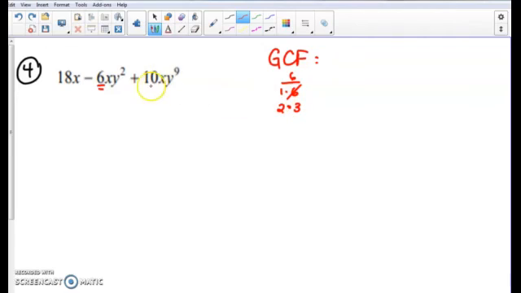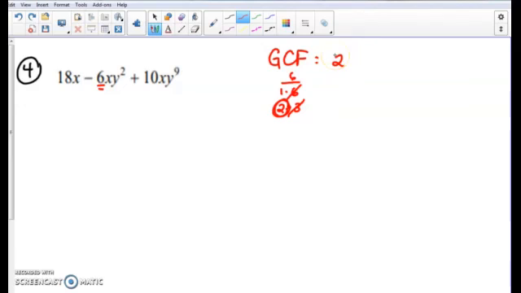So now we try it. Can 10 be divided by 3? No, that gives us 3.3 repeating, and that does not go into it evenly. So 3 didn't work. So now we try 2. Can 10 be divided by 2 evenly? Yes, it gives us 5. Can 18 be divided by 2 evenly? Yes, it gives us 9. There we go. So 2 is our GCF. And because that guy's positive, we don't have to worry about making a negative. So it's just a positive 2.